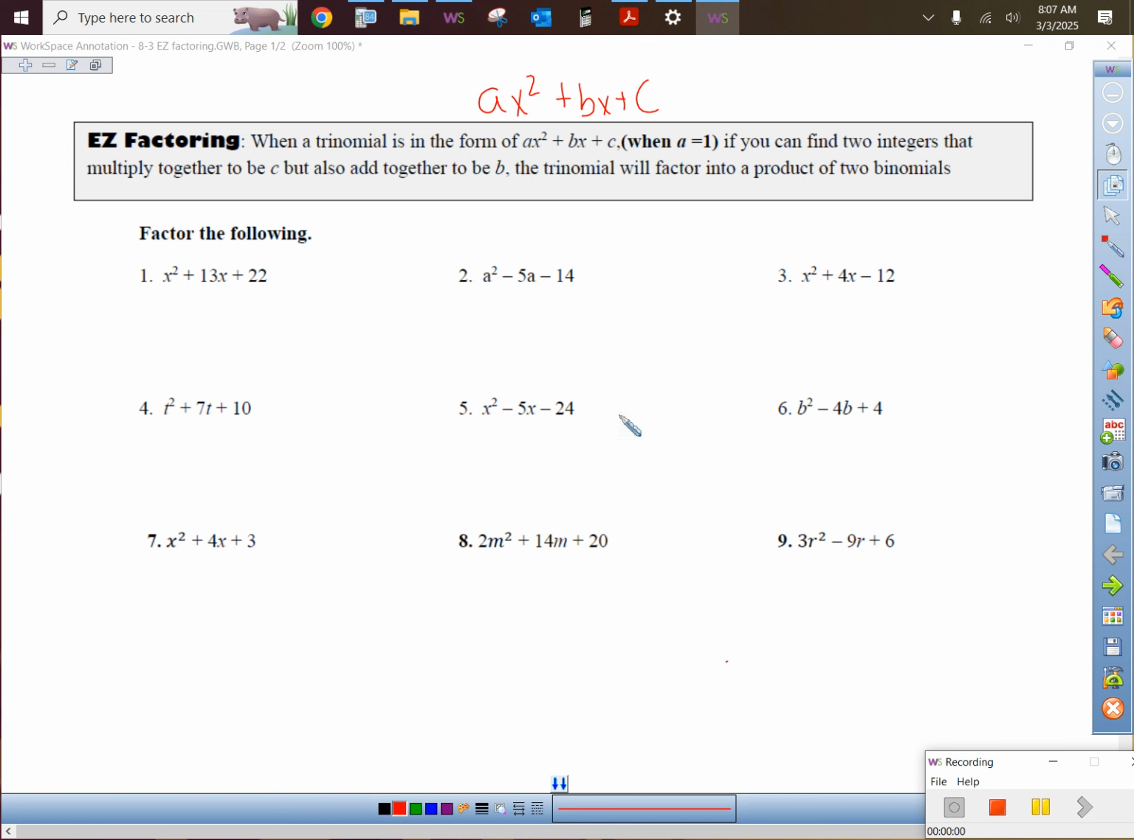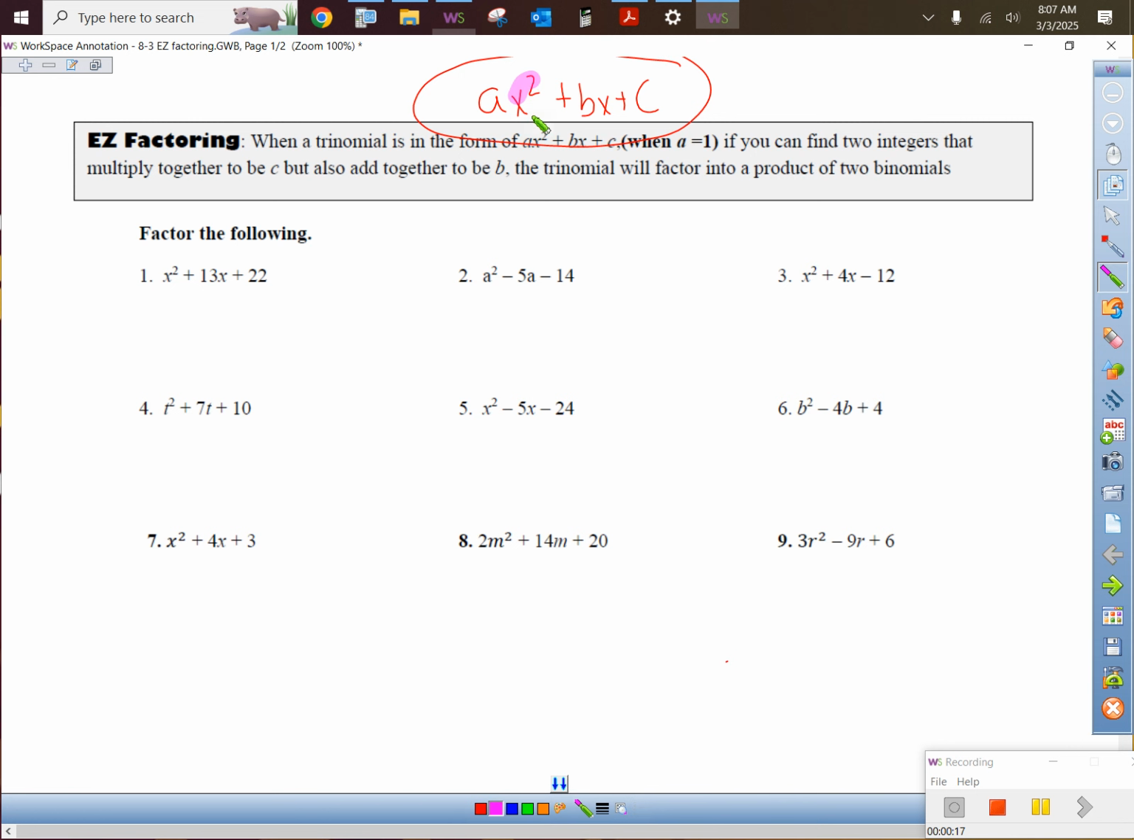8-3 in Advanced Algebra 1. So far we have been factoring quadratics. Here is the generic formula for a quadratic equation, which I guess is just an expression in this case, but they can also be equations.